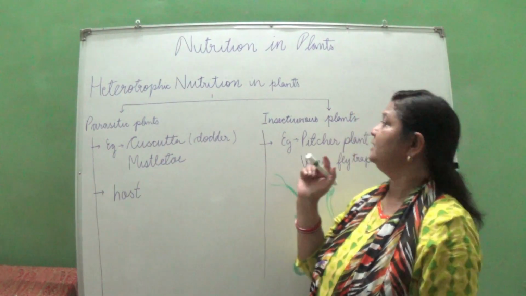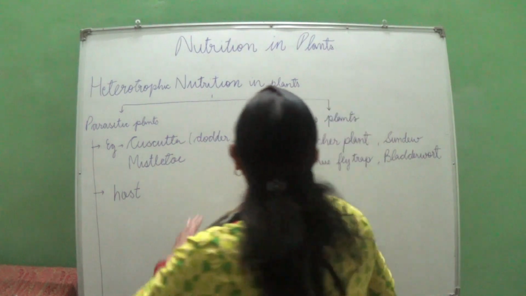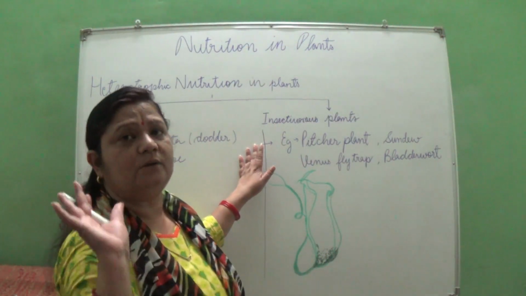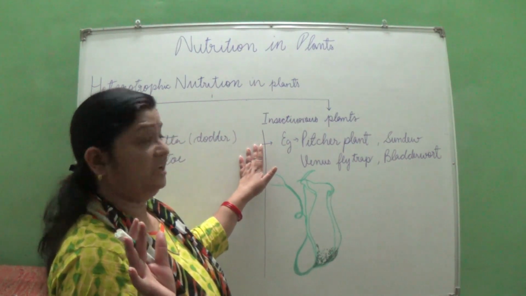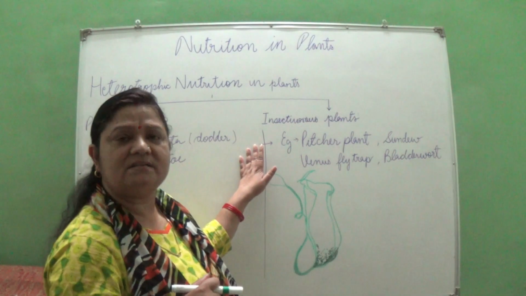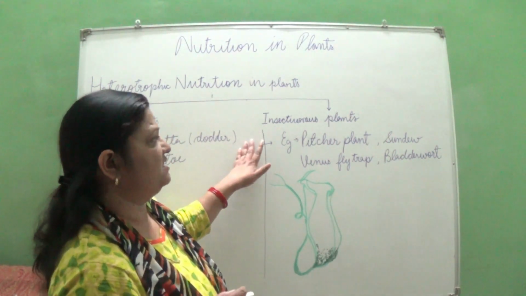Now moving on to the topic insectivorous plants. When we are talking about insectivorous plants, it means what? Something related to insects, isn't it? So here there are plants which are taking in or eating the insects. Why does this happen? We are saying plants can prepare their own food. So why these insectivorous plants?